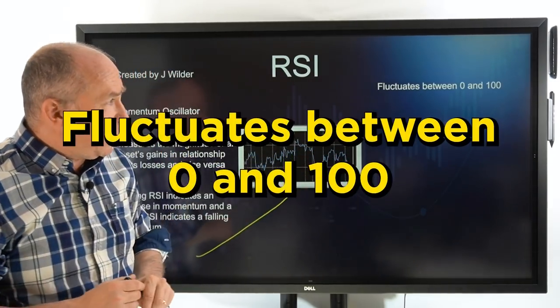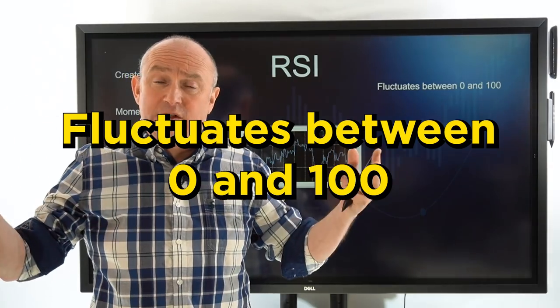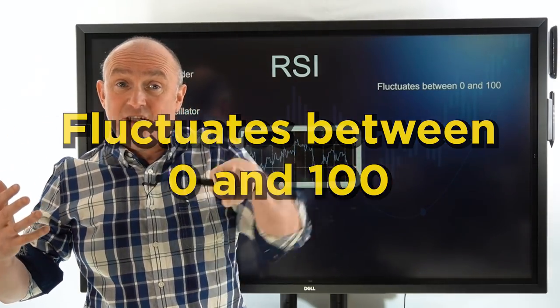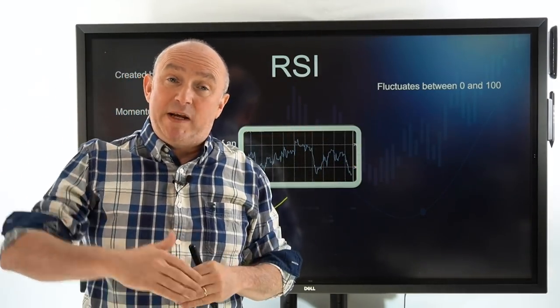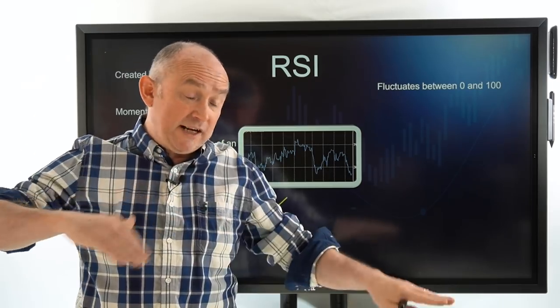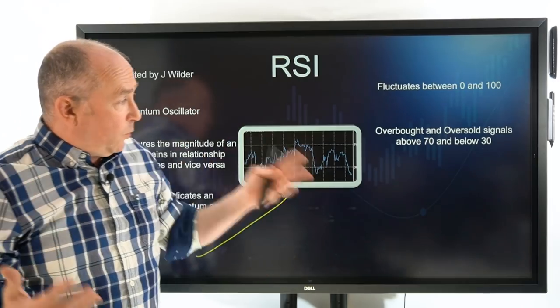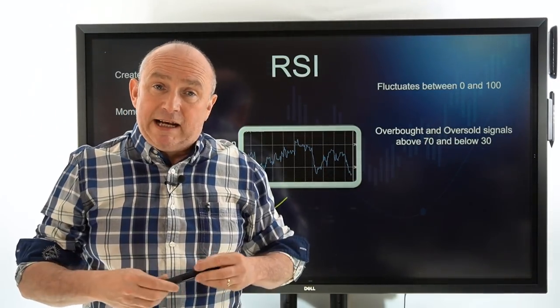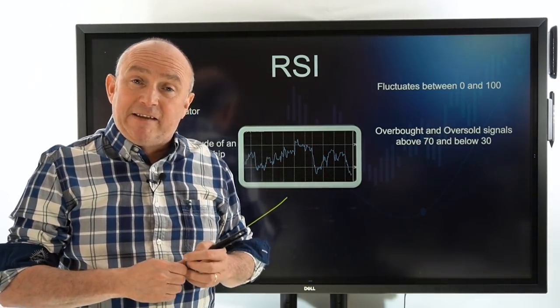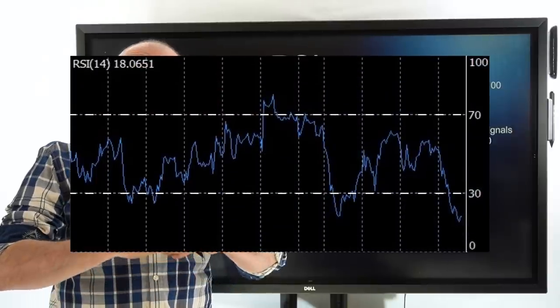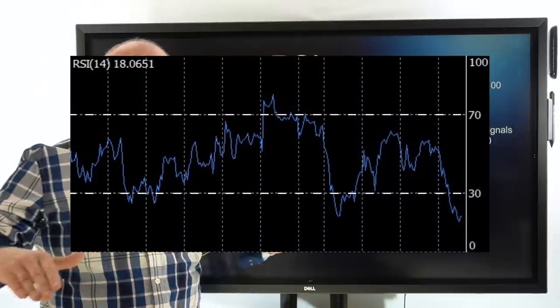Okay, it fluctuates between 0 and 100. All oscillators fluctuate. That's basically what they do. They oscillate and they go between 0 and 100. They can't go below 0 and they can't go above 100. But the way that analysts and traders use the indicator is that they have bands. They have bands where markets are considered to be oversold and overbought.